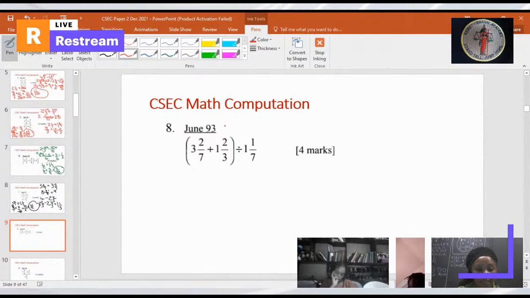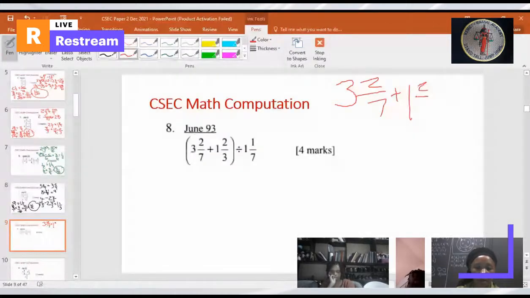So the bracket tells us we're going to work this first. Let's write that fraction: 3 and 7, plus 1 and 2 over 3. I know I can do better than this. It's hard to draw like that. Okay, so what do I do now?